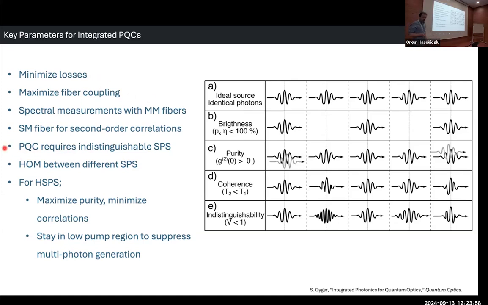And unfortunately, or fortunately, photonic quantum computing, gate-based or measurement-based, in this area, I don't know for the future, requires indistinguishable single photon sources for gate or measurement operations. Then you need to observe Hong-Ou-Mandel interference between different single photon sources. Now, I will stop here.